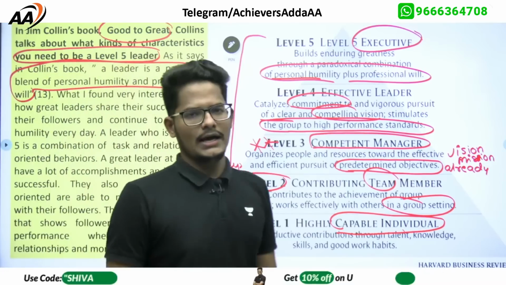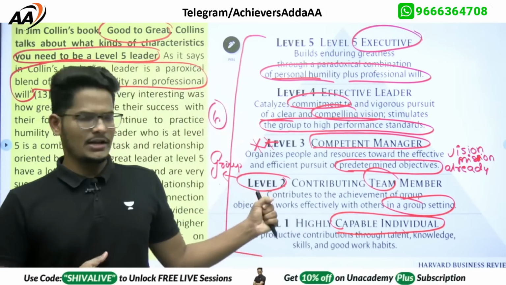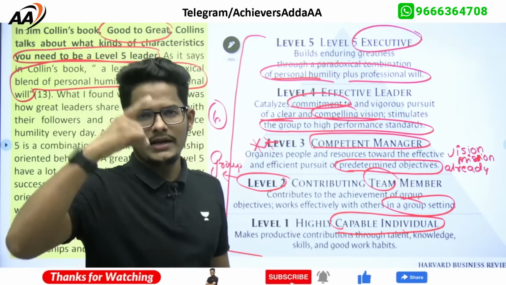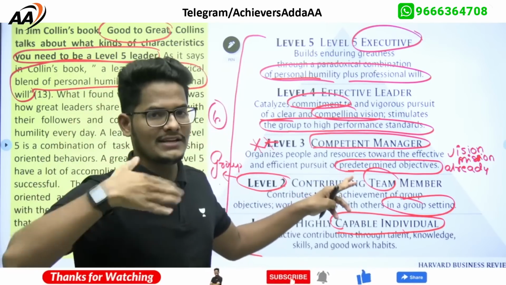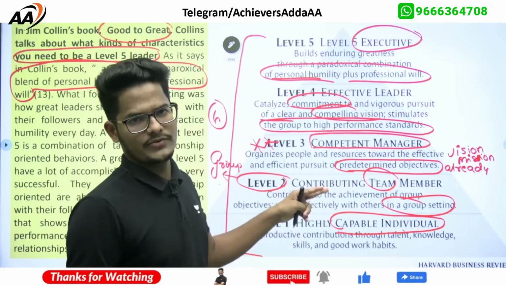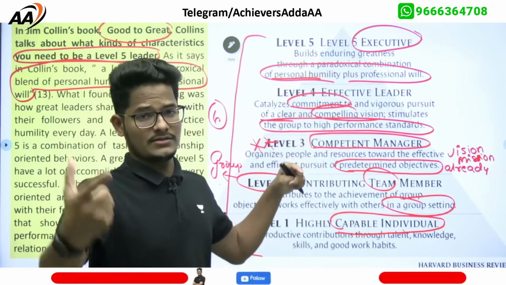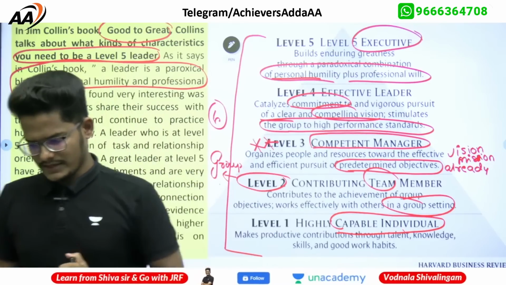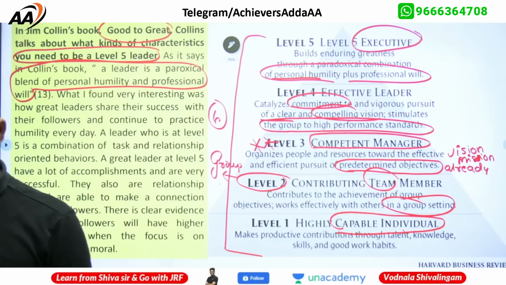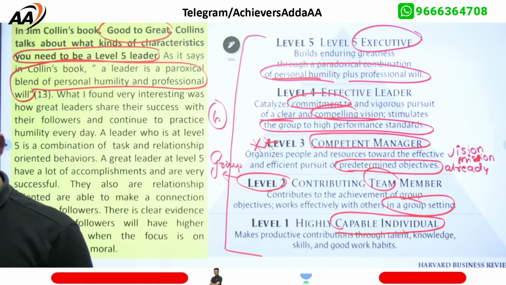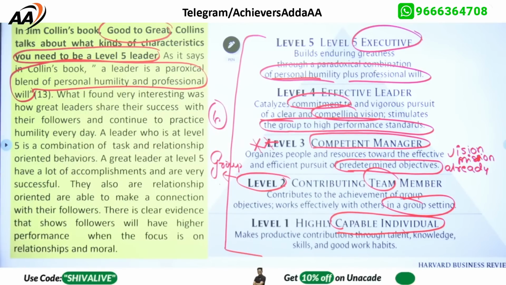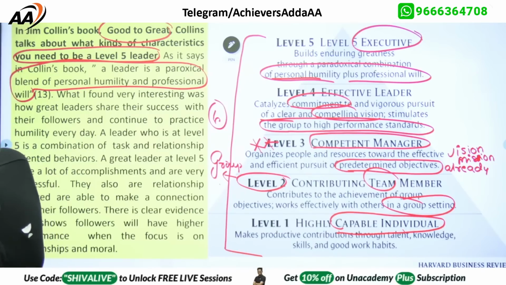Am I clear? Highly capable individual, contributing team member, and competent manager: first individual, later team, third competency, effectively achieving the objective of the organization. Next, the effective leader. After that, the executive level, which is the final one. A blend of personal and professional both. Correct?